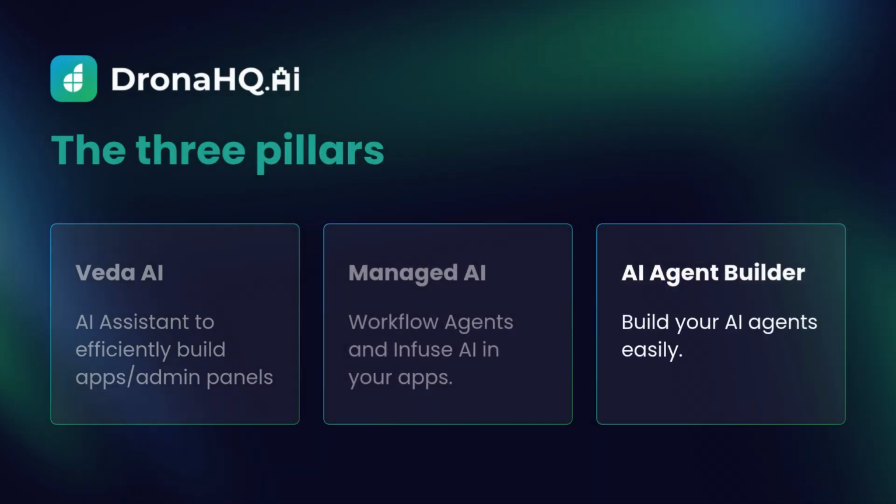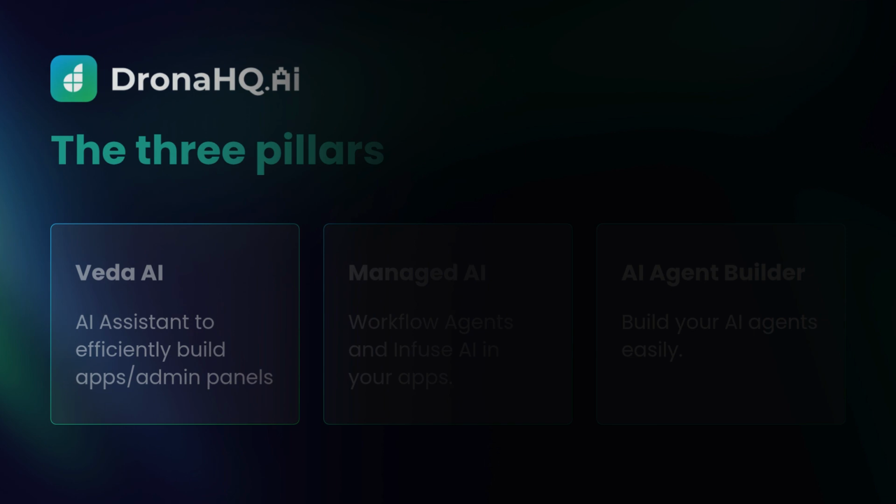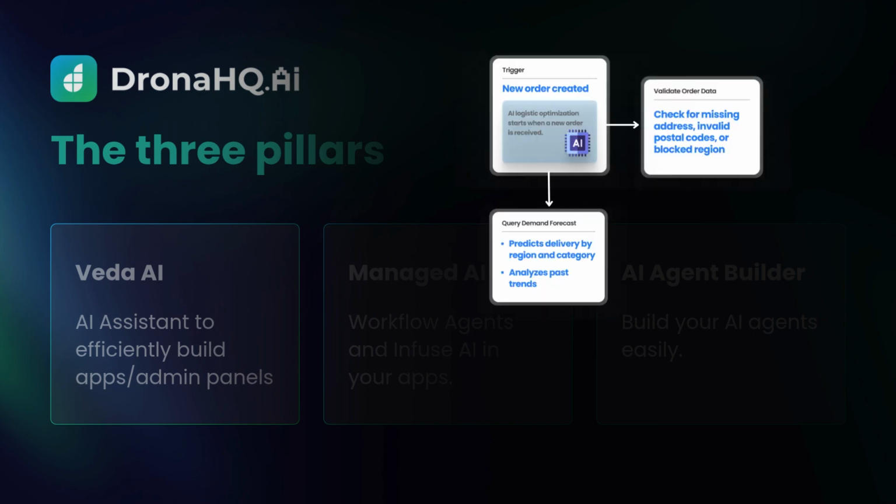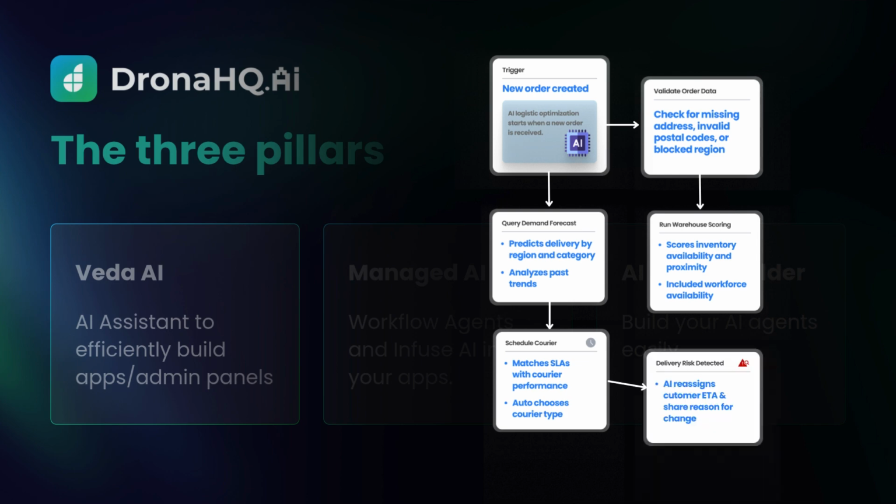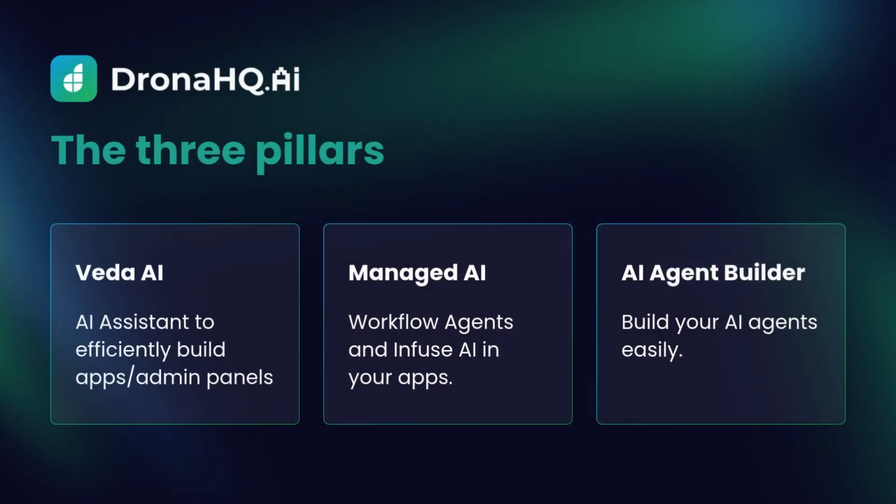Third, Agent AI Builder, a powerful environment for crafting truly autonomous agents. For example, a logistics optimization agent that continuously predicts demand, selects the optimal warehouse for each order, schedules couriers, and reroutes shipments on the fly. No human handholding required. With these three pillars working together, DronaHQ moves your team from building faster to building smarter, and ultimately to systems that can act on their own to keep your business a step ahead.